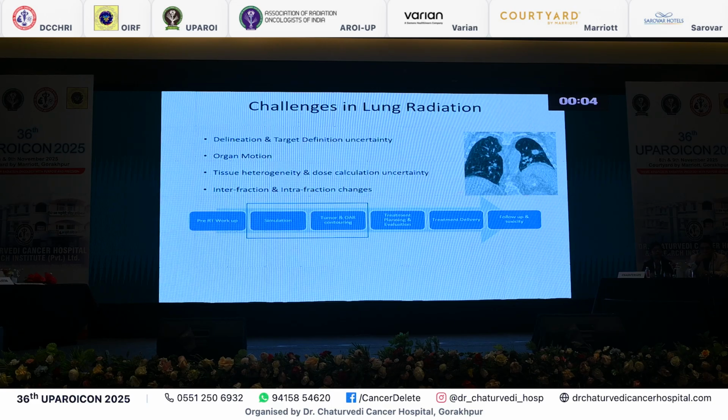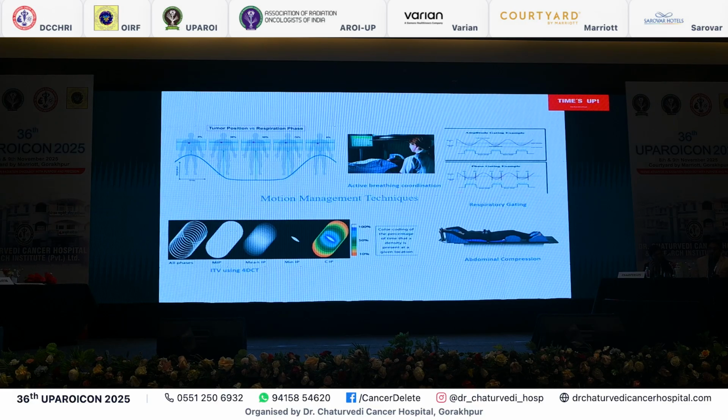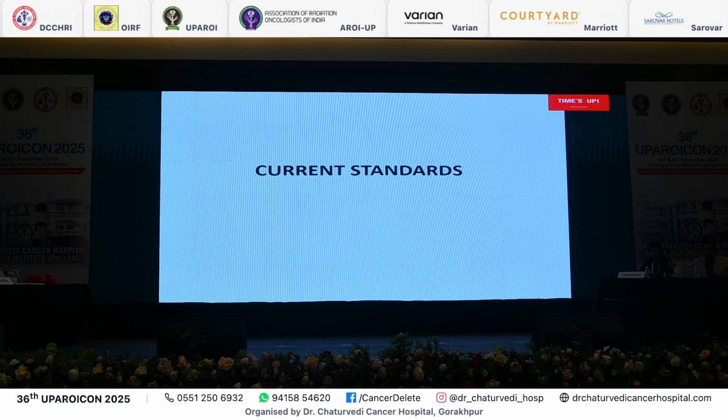So these are the different challenges in lung management that have been dealt with previously also, so I will not go into that. There are different challenges in treating lung cancer, and for that we have developed multiple techniques: 4D CT, motion management, respiratory gating. There are different kinds of treatment options we have evolved. So what is the current standard?